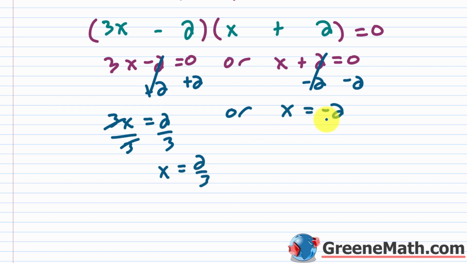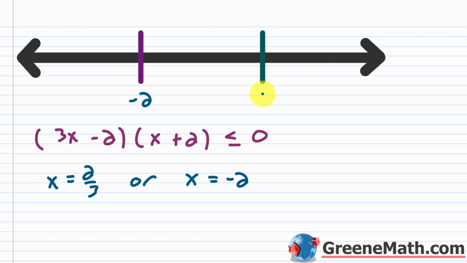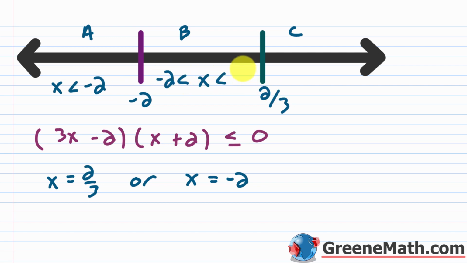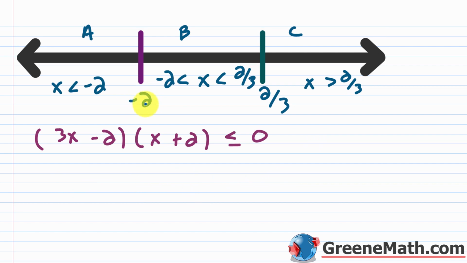So let's go to the number line. Okay, so let's put negative 2 here and then positive 2/3 here. Again, I'm going to call this region A, region B, and region C. So this is x is strictly less than negative 2. This is x is greater than negative 2 and less than 2/3. And then this right here is going to be x is strictly greater than 2/3. Okay, you can get rid of this at this point. I know that negative 2 and then also 2/3, those are going to work as solutions here. So I need to make sure I remember to include them.